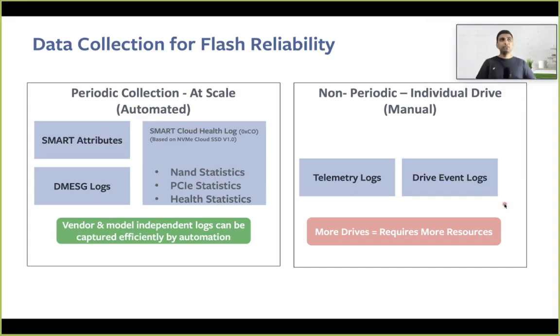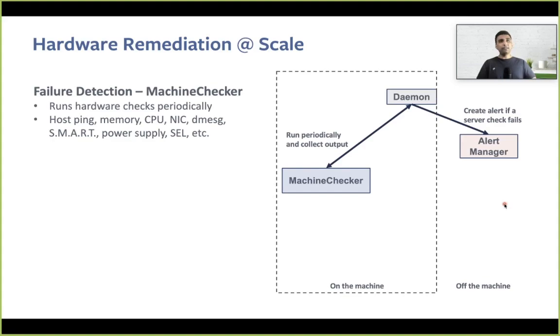Before we dive into different types of failures, let's take a look at our health monitoring setup and try to understand how that impacts flash reliability at scale. Our infrastructure does failure detection by using a daemon on the machine called machine checker. This machine checker tool does checks on hardware devices like memory, CPU, NIC, SSDs, etc. It also checks system event logs, dmesg logs, etc.